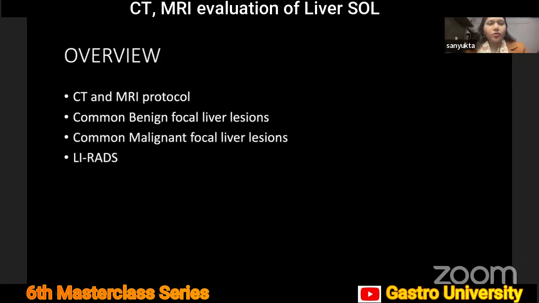And just an overview of my lecture, we'll first talk about the CT and the MRI protocol, which is a basic necessity. If it's not a good quality scan, it's as useless as no definite diagnosis. And we'll further go for the common benign focal liver lesions, common malignant focal lesions, and a bit about LIRADS, which is the newer reporting pattern followed in a cirrhotic liver.